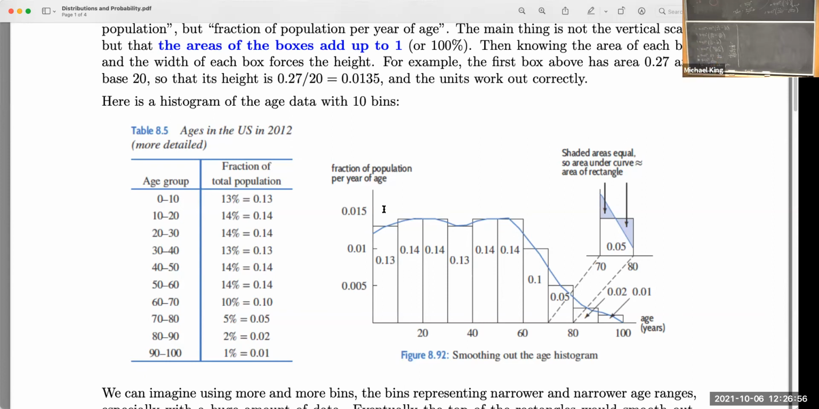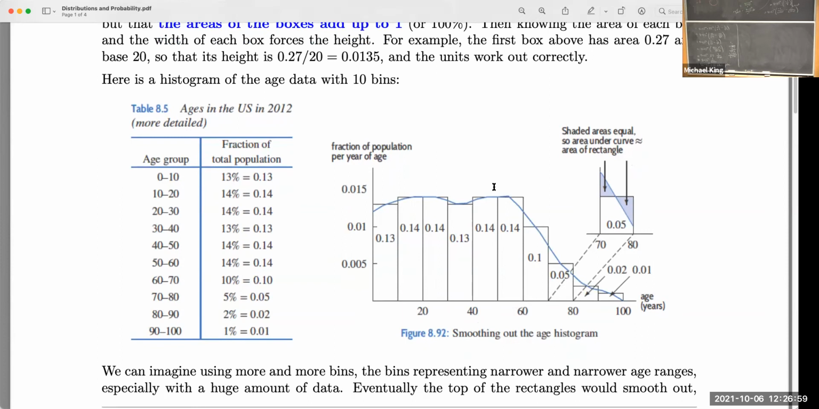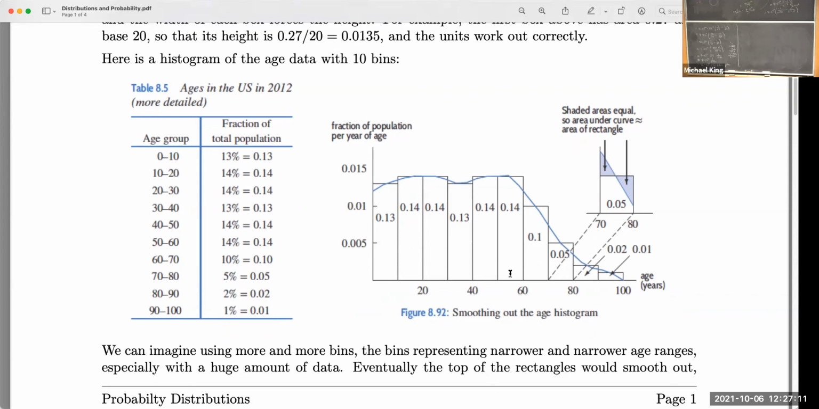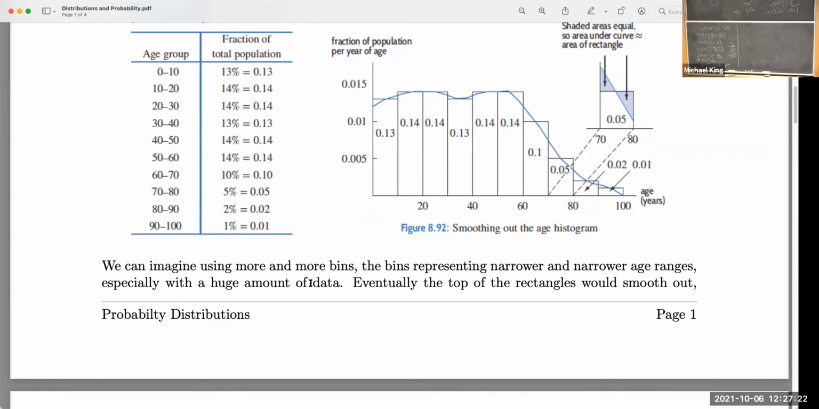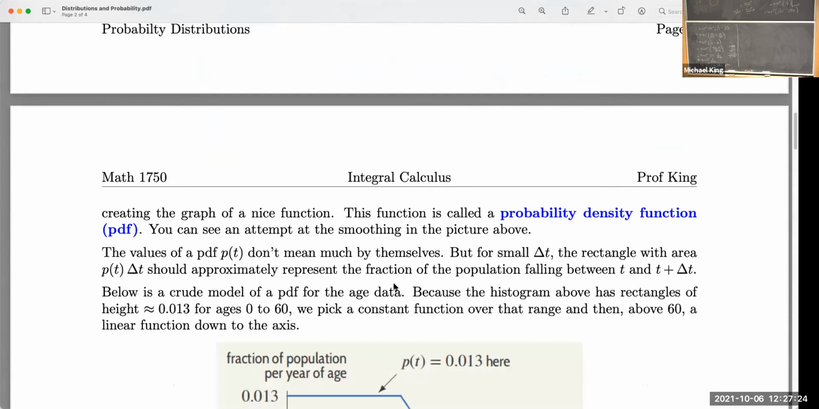So if you could break it down more and more, but you don't usually have the data broken down that finely. So there are smoothing techniques people use to make the function. And that function is called the probability distribution function. But let me get to that. I'll get to that and I'll write some stuff down. So yeah, more and more bins representing narrower and narrower edges, with the top smoothing out. Okay. This function is called a probability density function.